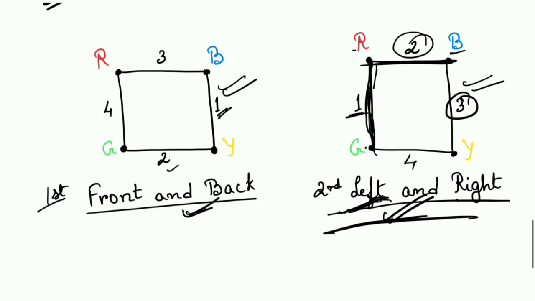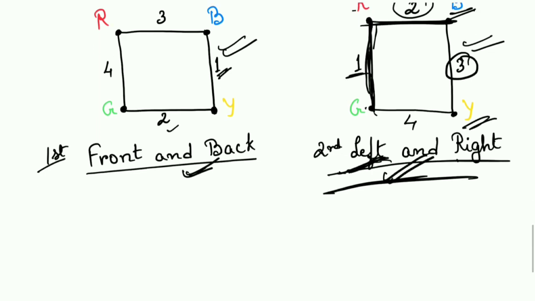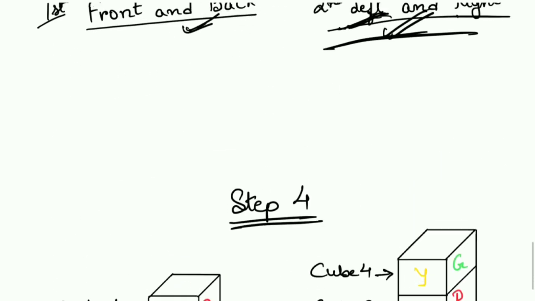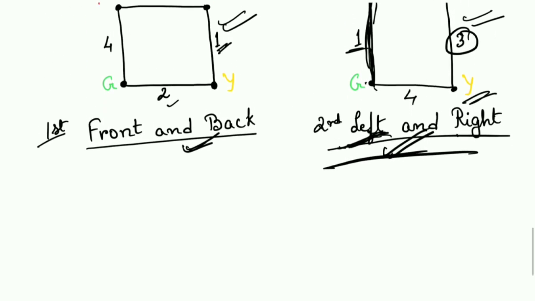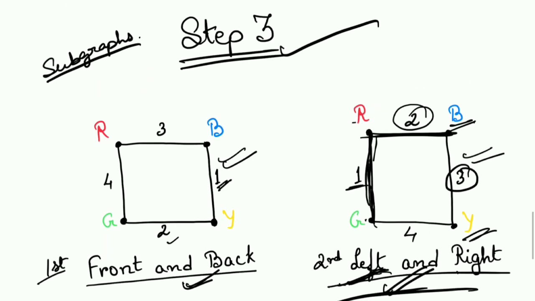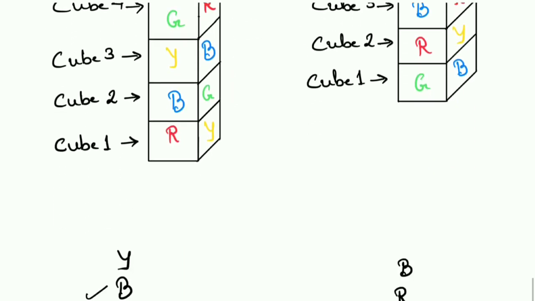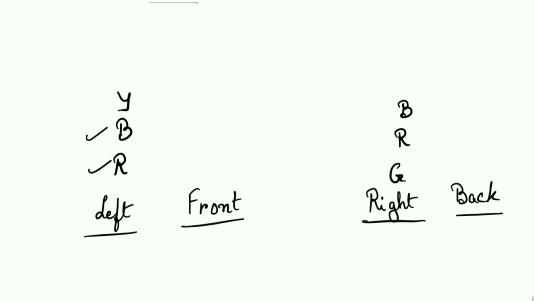Again from 3, blue and yellow. Similarly, blue color already occurs in the left face, so we cannot place the blue color again in the left face, so we will place the blue color in the right and yellow in the left. Similarly, for the fourth edge, green and yellow. Yellow is already there, so it cannot be placed in the left face. So we will place the green in the left face and yellow in the right face. That completes the pair of left and right.